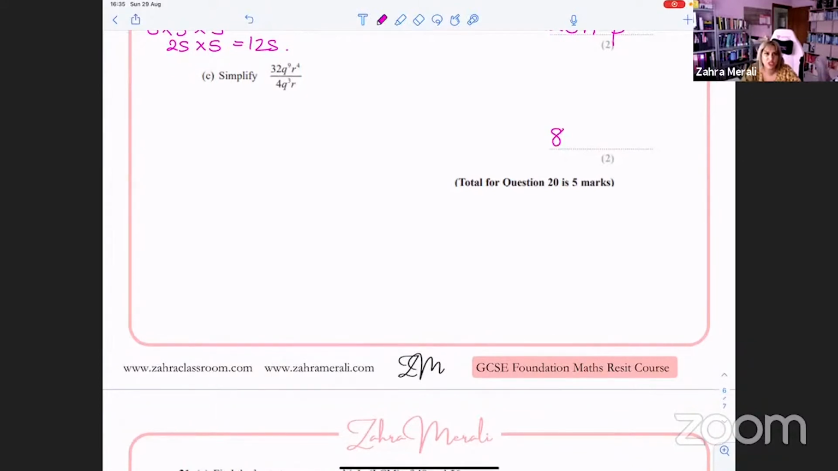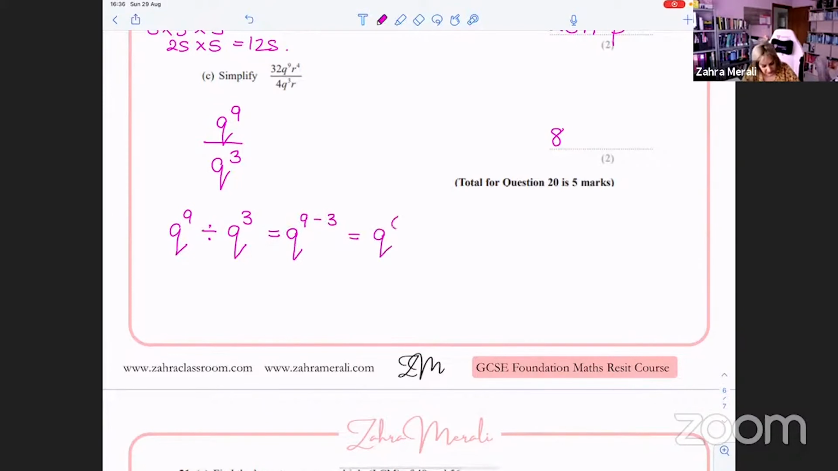We've got q to the 9 over q cubed. So you've got q to the 9 over q cubed. Now, the thing to remember is a fraction is just a fancy way of writing divide. Okay, so q to the 9 divided by q cubed. Now, in our rules, divide is the same as take away. So we're going to do 9 take away 3. And so we get q to the 6.